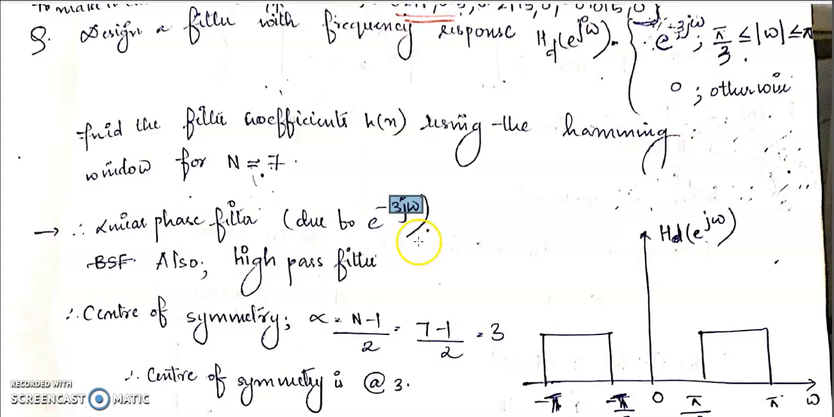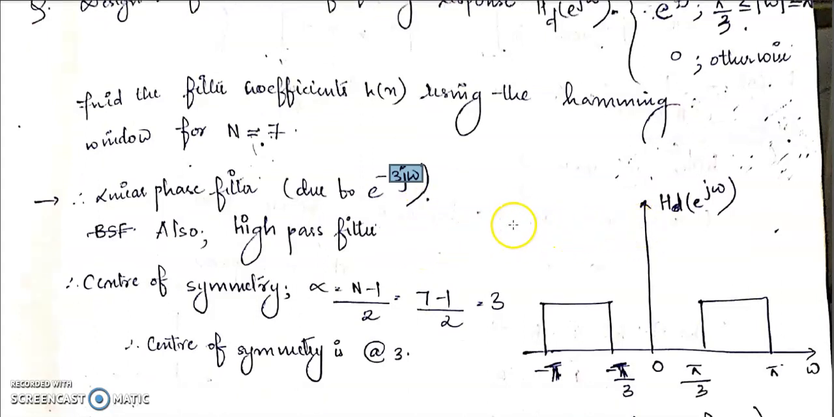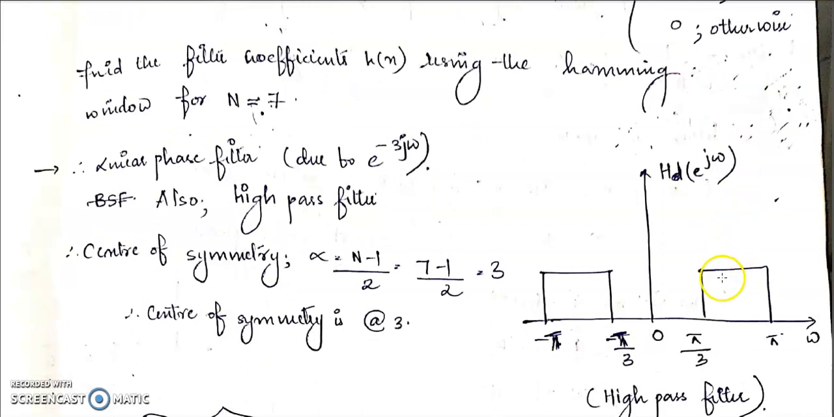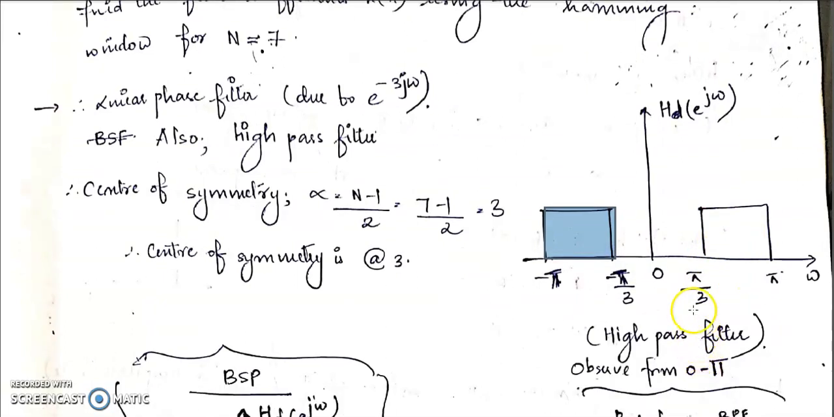When we check the frequency response, first we plot it. It is clear that we have a non-zero value within the range pi by 3 to pi, and the same thing on the negative side also. So which type of filter is this one? From the frequency response, it is clear that it is a high pass filter. Why? We check this positive half. Just consider this positive half from 0 to pi.